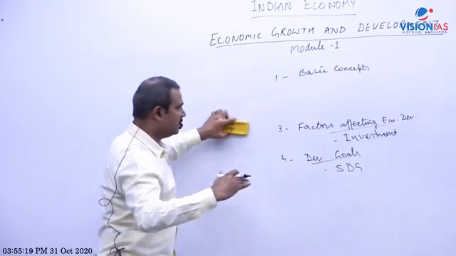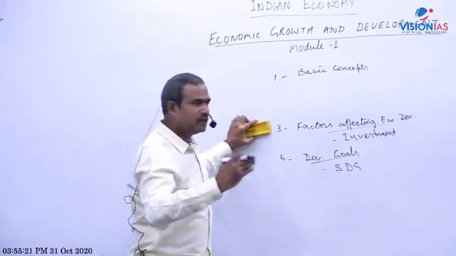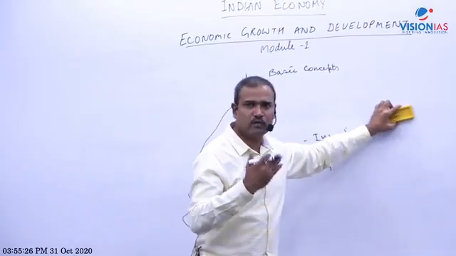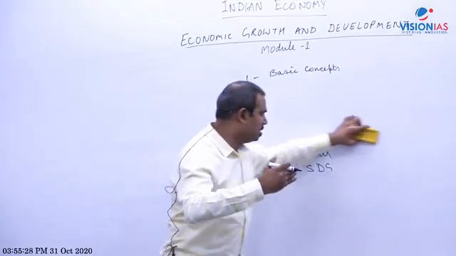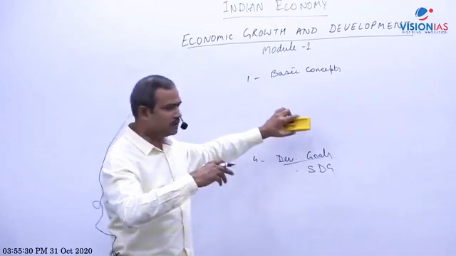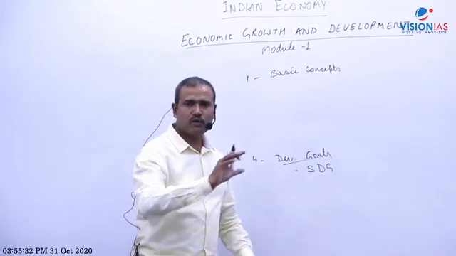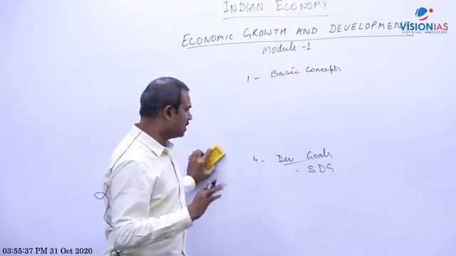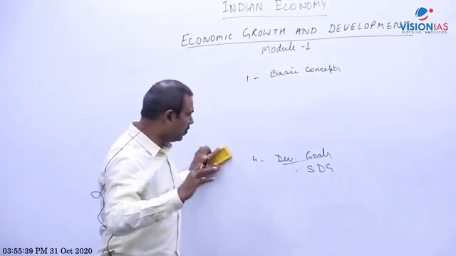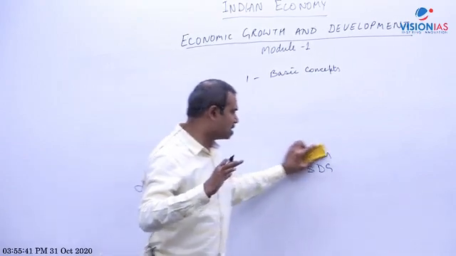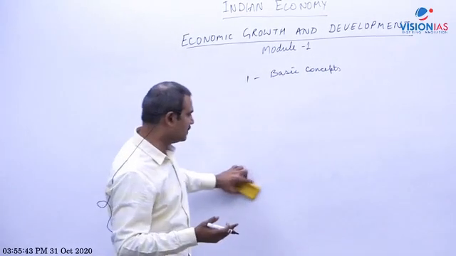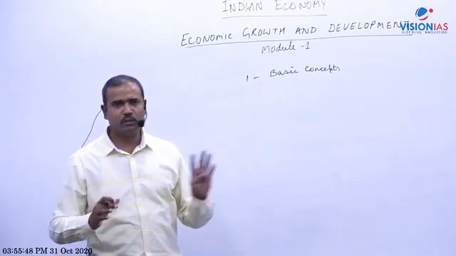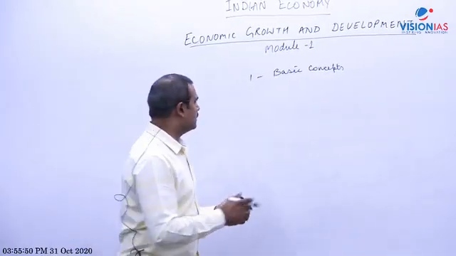Then the third section is factors affecting economic development, especially investment, which is also called capital formation. There are some technicalities in this, and I will give you some theories and research from the economic survey. The other is a very simple topic, developmental goals. At the global level, UNO has fixed some goals called Sustainable Development Goals. You might have heard of Sustainable Development Goals, earlier MDGs, Millennium Development Goals. So we will discuss these topics. First, basic concepts.